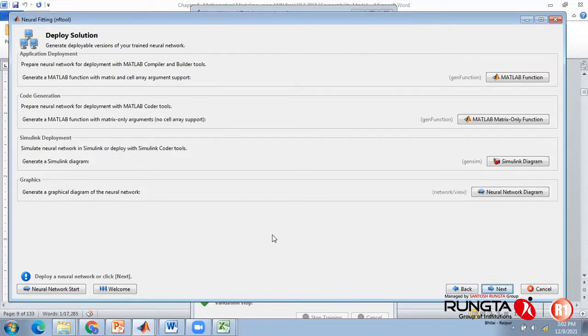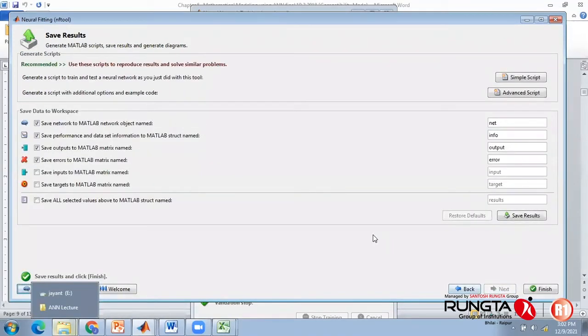On this particular console, you can have a Simulink diagram, but generally we don't put a Simulink diagram over here. Neural network diagram, MATLAB matrix-only function and MATLAB function are available for deployment. We don't need it right now. Go for next. Now, we are okay with this: the neural network is trained, everything is done. We need to check the effectiveness of this.